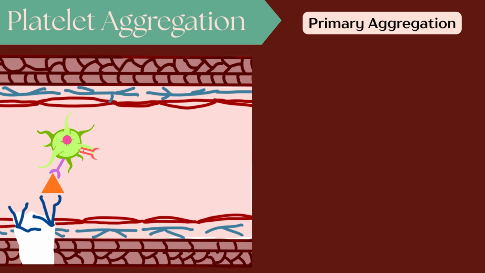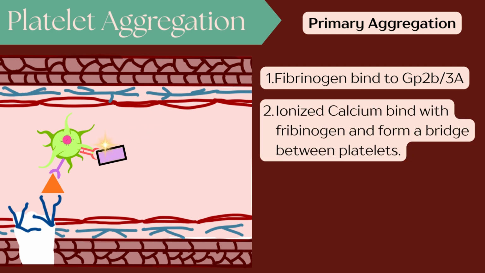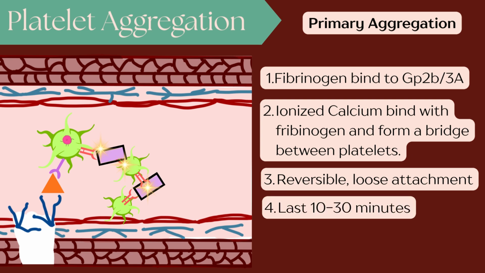So you can see here we have the GP2B3A receptor coming off of that platelet. We're going to start having the fibrinogen come in and bind itself to the receptor. An important thing to make note of, you also have calcium that's going to come in and bind to the fibrinogen receptor. It's going to solidify that binding. So this aggregation is like a loose attachment. It's forming that first initial layer of the platelet plug. This process is reversible. It lasts about 10 to 30 minutes.